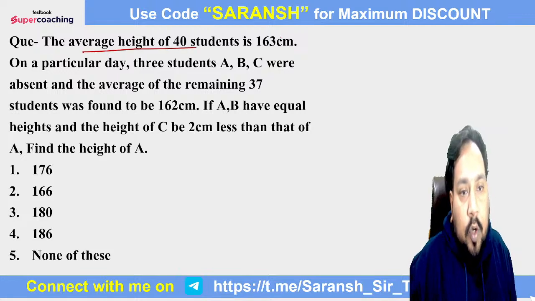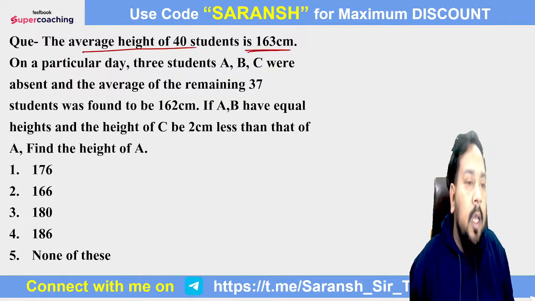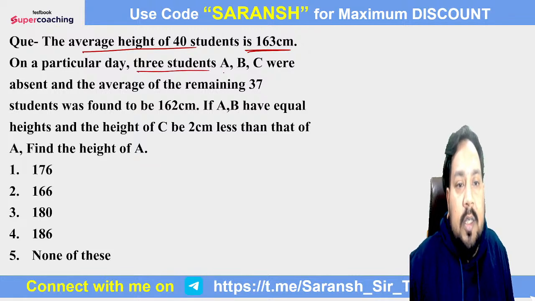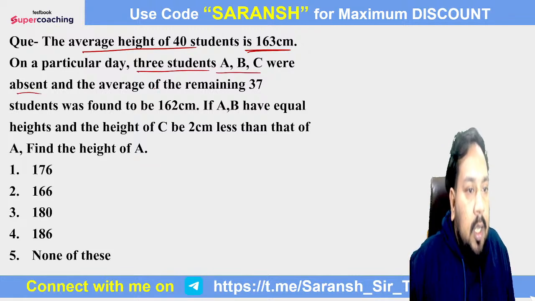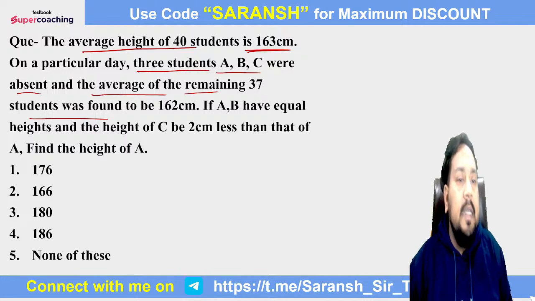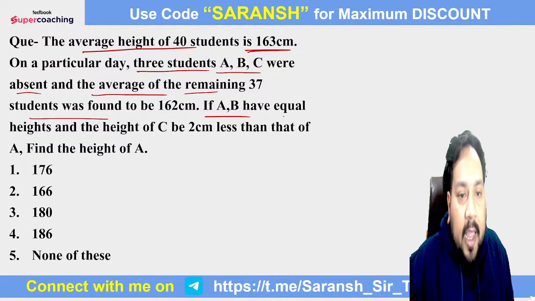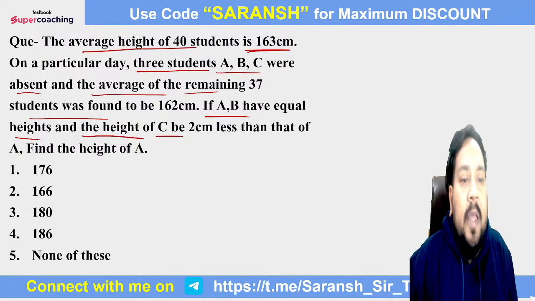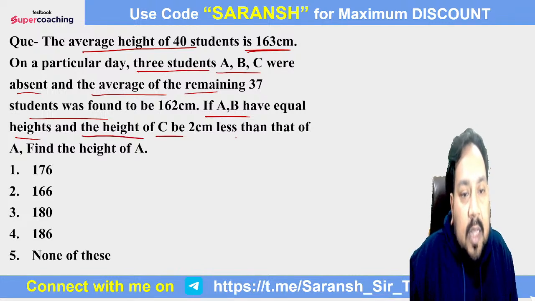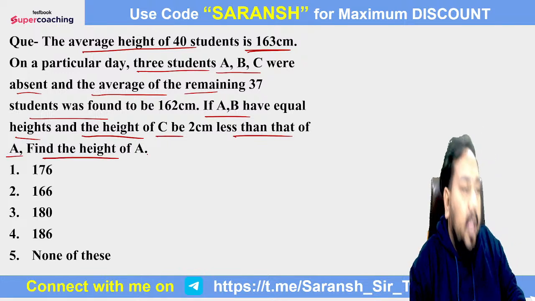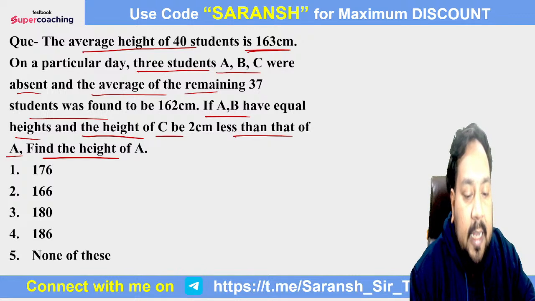Average height of 40 students is 163 centimeter. On a particular day, 3 students A, B, C were absent, and the average of the remaining 37 students was found to be 162 centimeter. If A and B have equal heights and the height of C is 2 centimeter less than that of A, find the height of A.